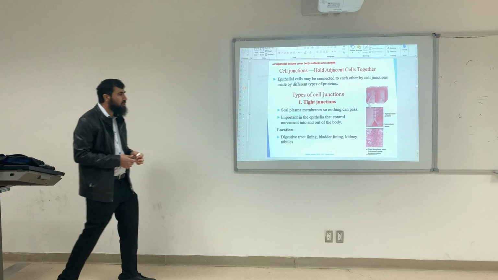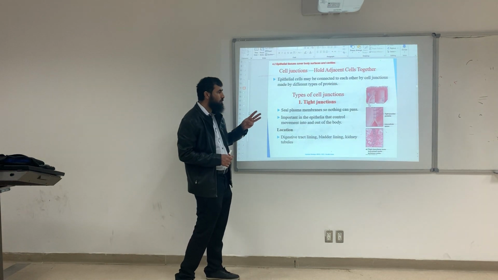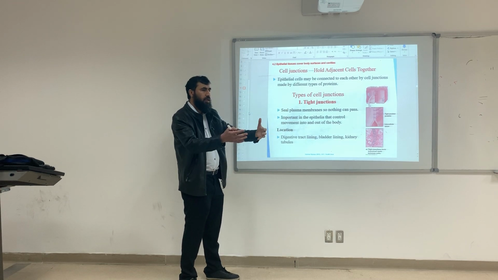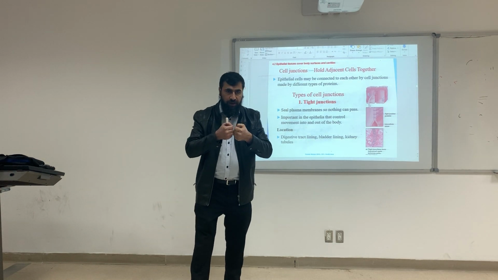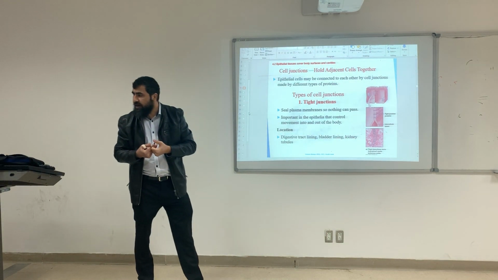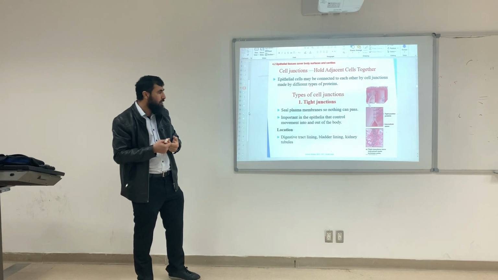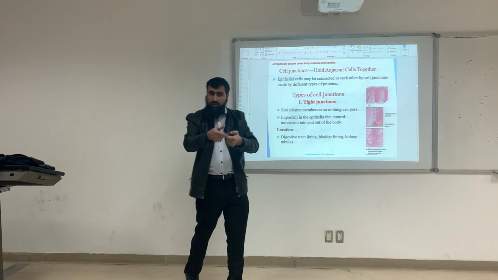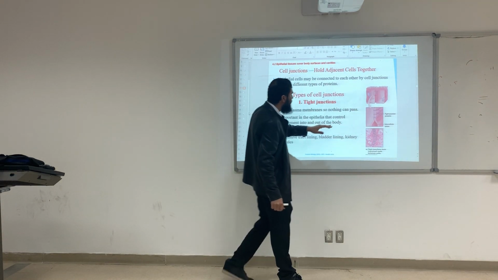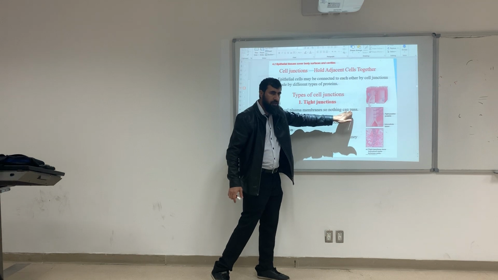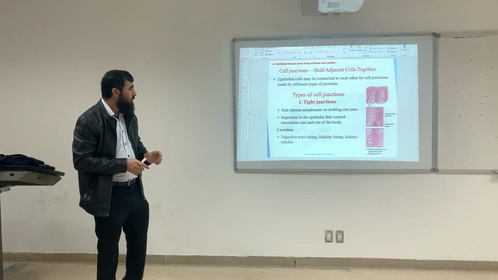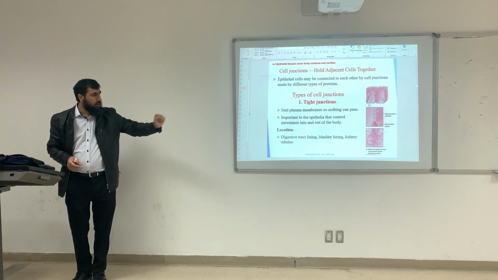In terms of the junctions, remember we have three different types of junctions. The tight junctions create a waterproof barrier, so liquids cannot pass through. For example, in the digestive tract and in the urinary bladder, where you don't want the liquids to escape, the tight junctions form a very tight barrier where nothing can pass. So it makes those organs waterproof: digestive tract, bladder and kidney tubes.